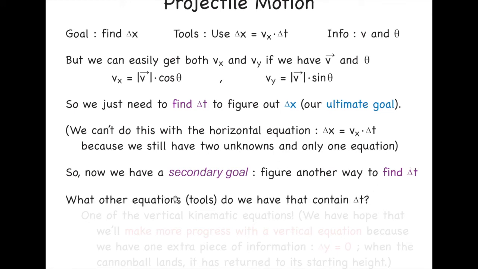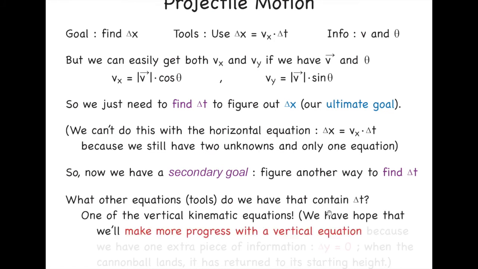So what other equations, what other tools do I have that make use of delta t so that I can maybe rearrange it to solve for delta t? Well, we could use one of the vertical kinematic equations, right? The reason we have any hope that we can make better progress with the vertical equations when we couldn't get there with the horizontal equations is that we have one extra piece of information in the vertical direction, and that is we know the total displacement, right?